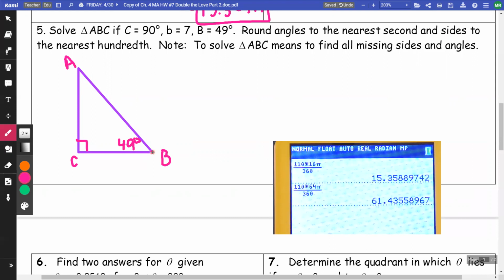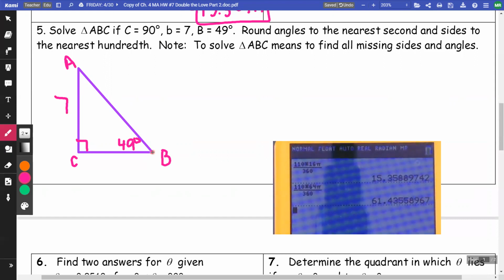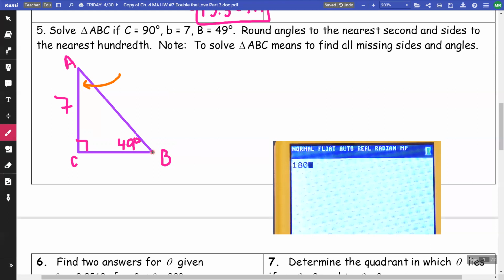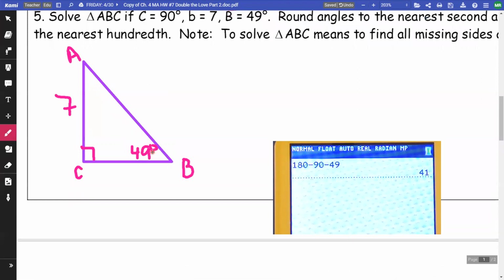Note, triangle ABC means find the missing sides and angles. Okay. And this side here is a 7. And so for this one, it's easy to find angle A, honestly, because angle A is going to be basically 180 minus 90 minus 49. And that's going to be 41 degrees. So let me put that in here. That's going to be 41 degrees.